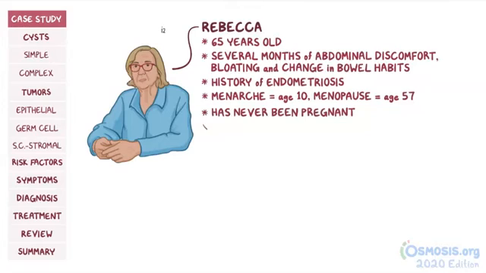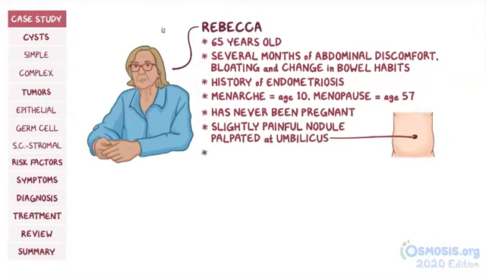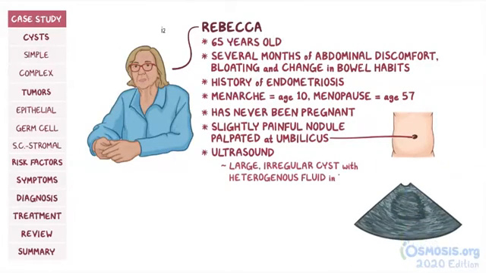On physical examination, a slightly painful nodule is palpated around the umbilicus. Transvaginal ultrasound showed a large, irregular cyst with heterogeneous fluid in her right ovary.